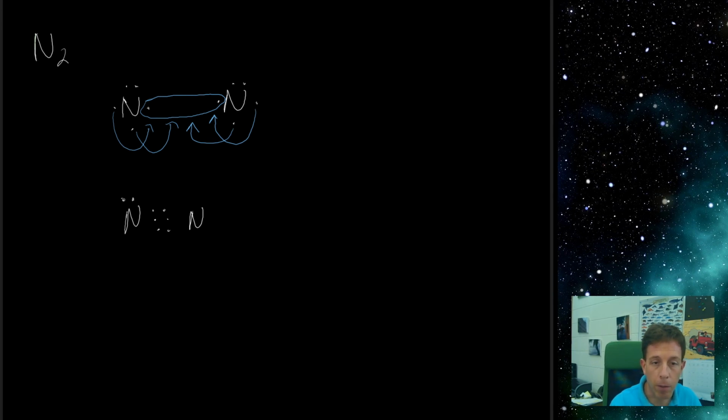So we draw it like so, and then we have the lone pair electrons right here, and we see now that each nitrogen completes its octet with 8 electrons. 6 of them are shared with the adjacent nitrogen, and likewise the other nitrogen also has 8 electrons, but 6 of them are shared with the adjacent nitrogen. So each of them now has 8 electrons around itself, and therefore the octet is complete.